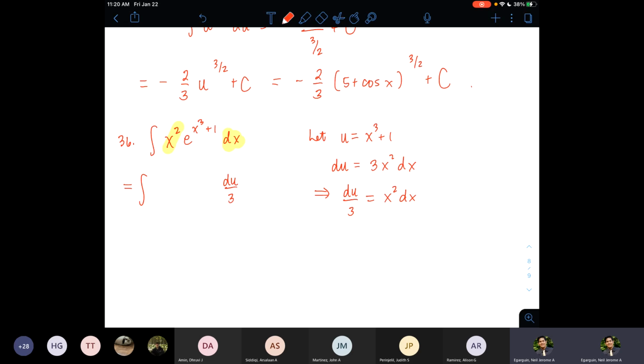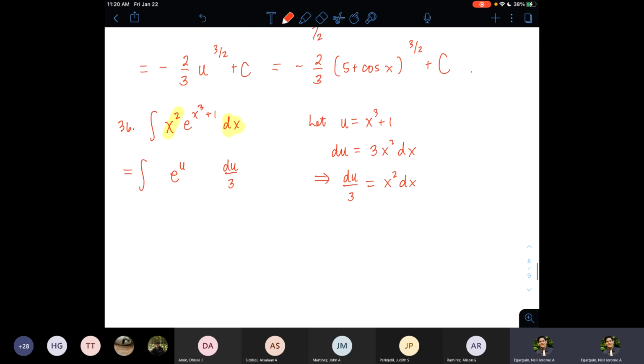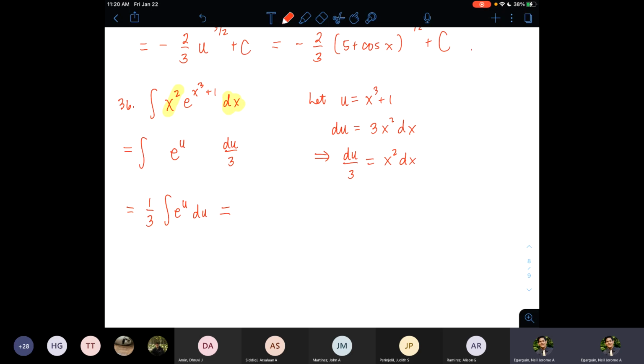And then e to the x cubed plus 1 will just be e to the u, which is very easy, right? So it's just the integral of e to the u. So I can take the 1/3 out. If you want to do it step by step, it will look like this. Then the exponential function has a very nice property. Its derivative and integral is itself. So it will just be 1/3 e to the u plus the arbitrary constant c. And then I need to revert to the original variable. So this would be 1/3 e to the x cubed plus 1 plus the arbitrary constant c.